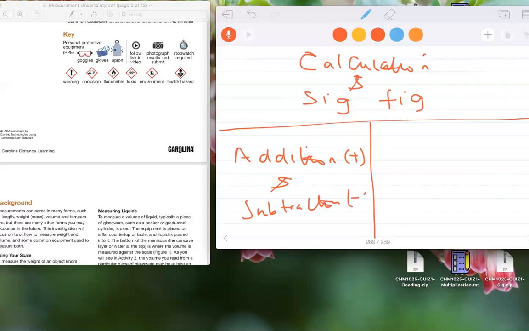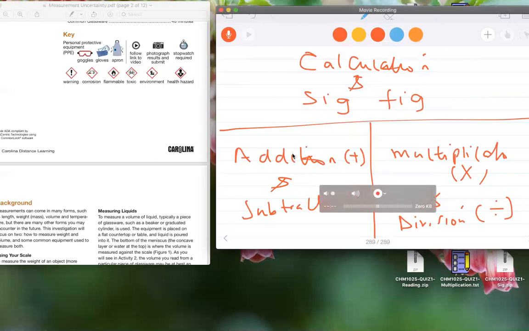Means subtraction and multiplication, you know that, and division. All right, these are the two categories I want us to look at. How are you going to report your final answer? There is a rule for these two, and there is a rule for these two here: multiplication and division.